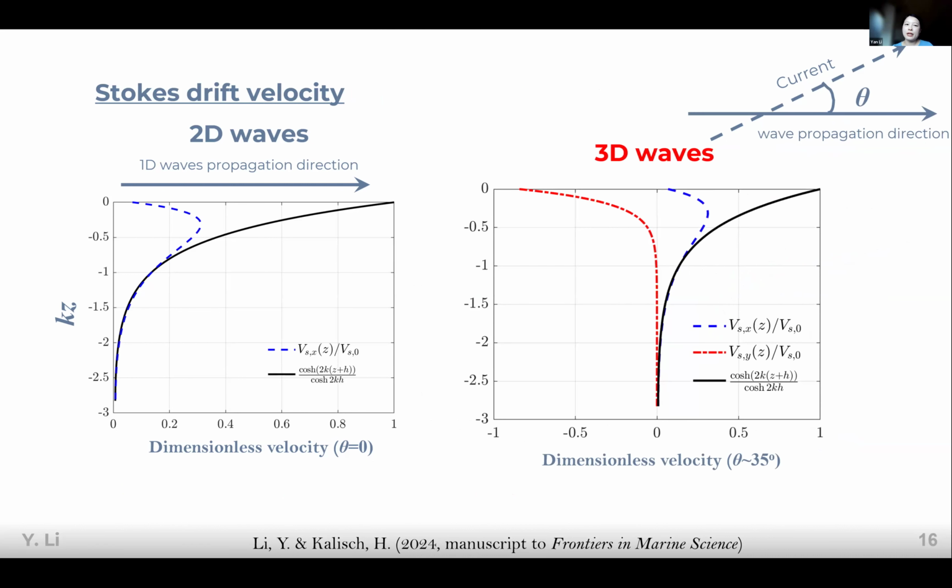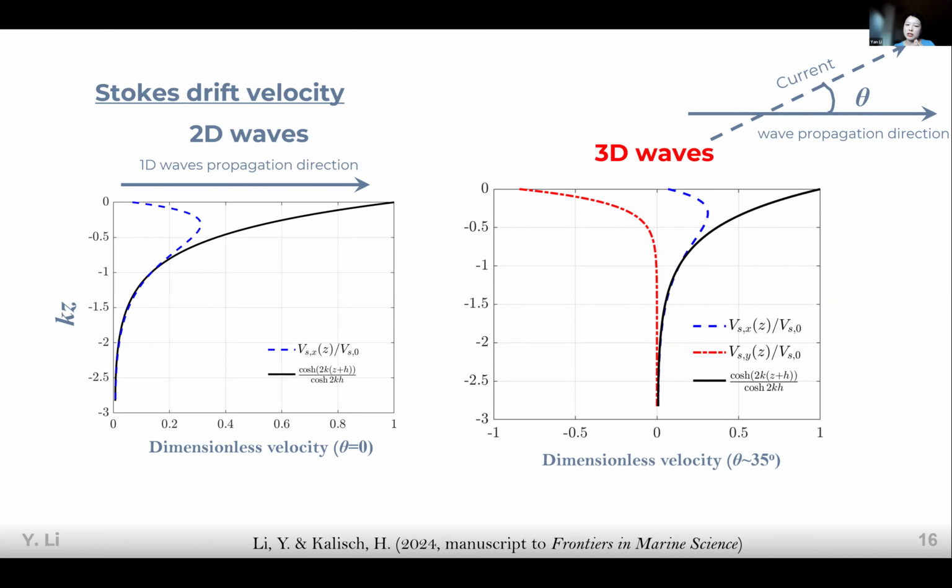And if we compare the 2D waves and 3D waves, which means now we allow the current propagating at an angle oblique to the wave propagation, in addition to the blue line, now we focus on the red line here. So what is the red line? The red line again plots the Stokes drift velocity varying with the water depth. However, the red line is at the angle orthogonal to the wave propagation.